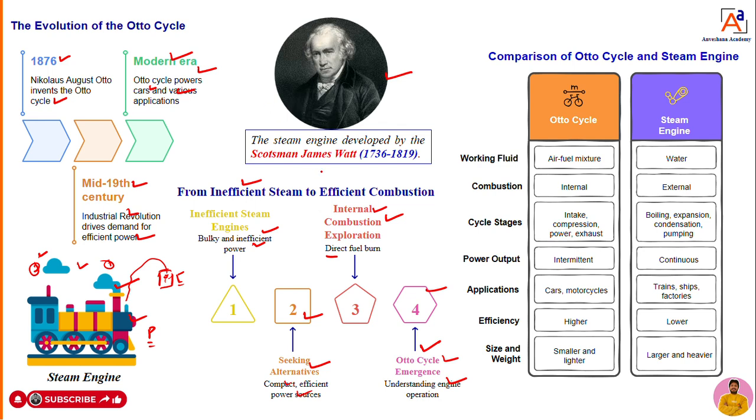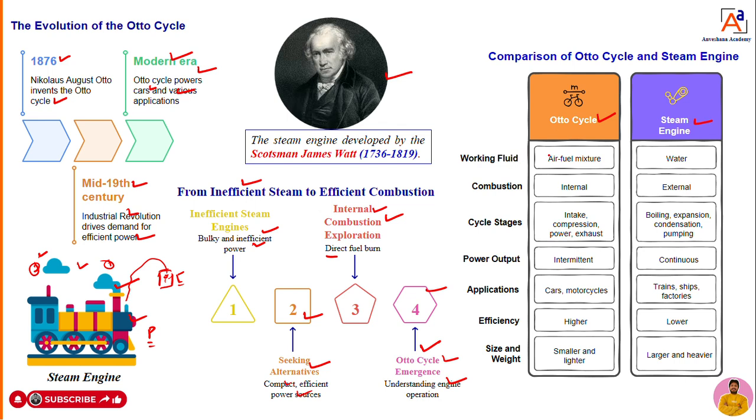Before this Otto engine, the steam engine was there. That steam engine had some problems, drawbacks or demerits, we can say, when compared to the Otto engine. Therefore we move towards the Otto cycle or Otto engines. What is the difference between the Otto engine and the steam engine, that we can see here, dear students? First one is the Otto cycle, second one is the steam engine.